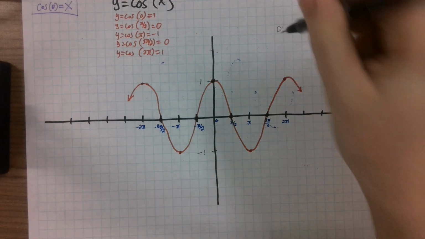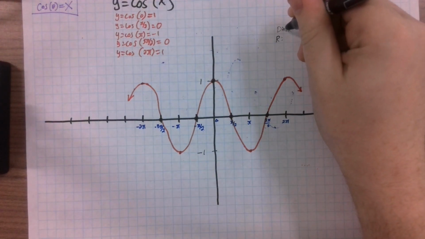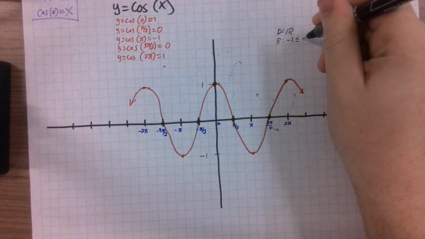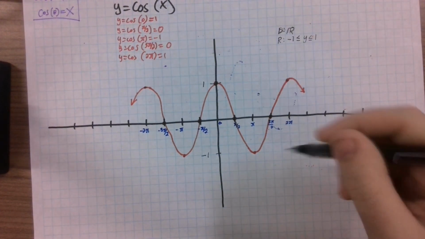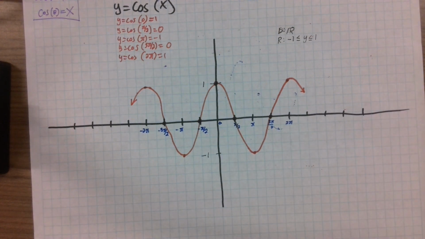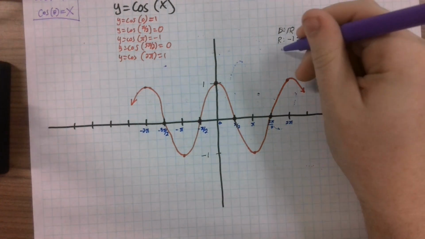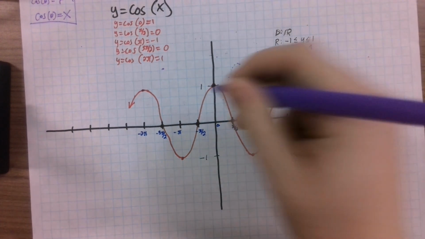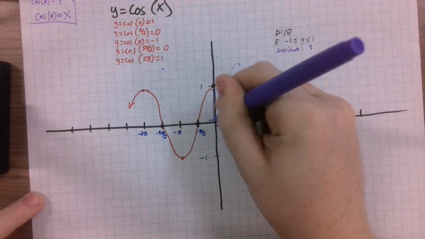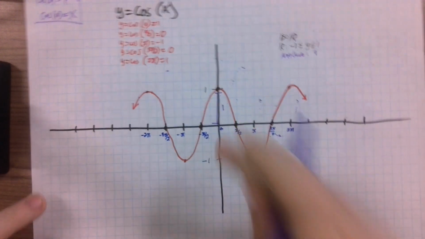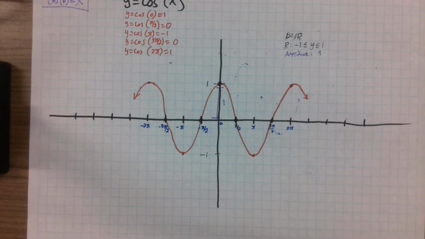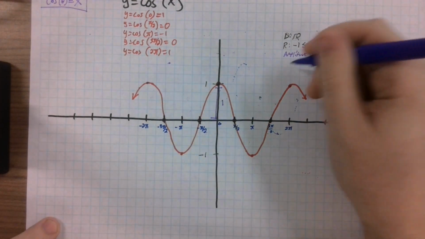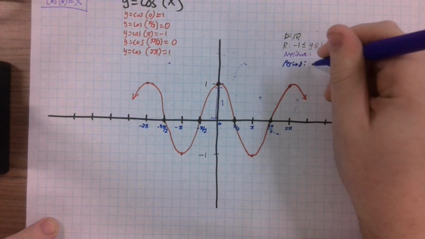If we wanted to find the range of this graph, it again seems to only go to 1 and negative 1. So negative 1 is less than or equal to y, which is less than or equal to 1. If we wanted to find the amplitude, that's also the exact same. I think we're starting to see a pattern here, because the highest it ever goes is 1 up from our x-axis, or from our middle. The period repeats every 2 pi again.